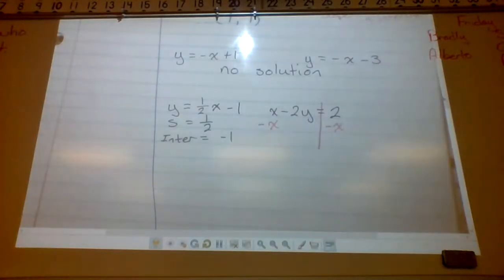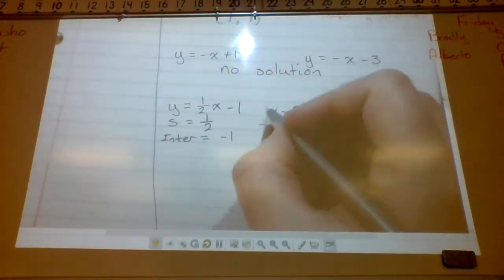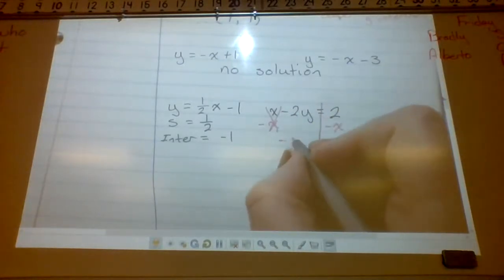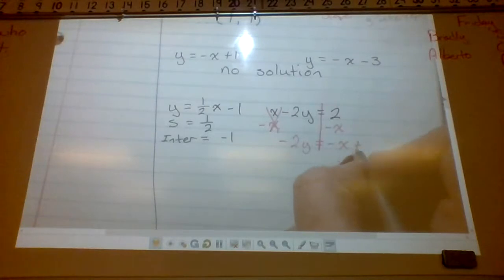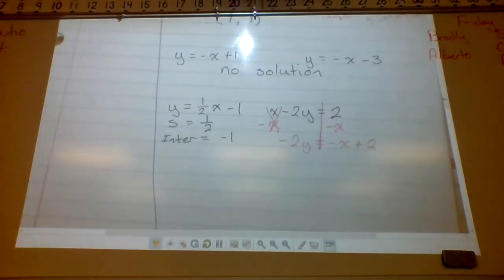Are we going to take 2 minus 1x? No. Why? One has a variable, the other does not, so you can't combine them. These cancel out, and we now have negative 2y equals negative x plus 2. And I do have to apologize because I never really showed you guys this, and you have a problem like it from yesterday's homework.